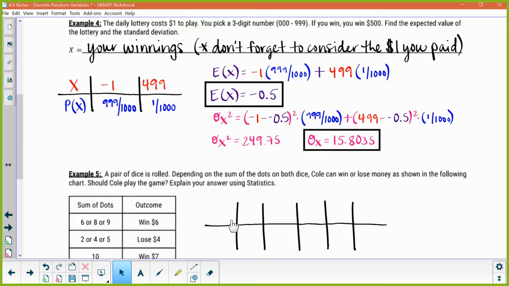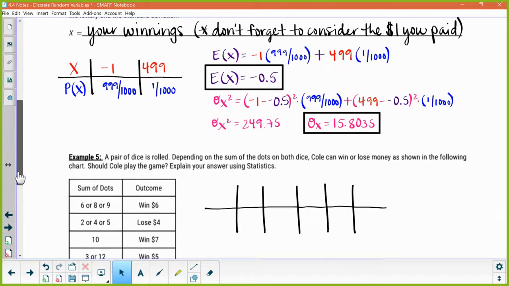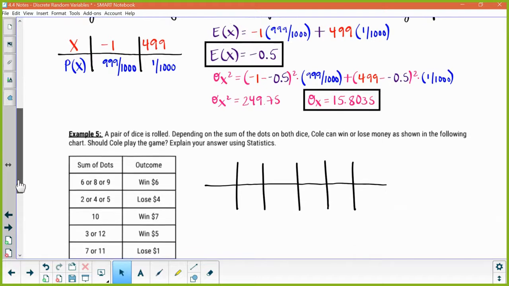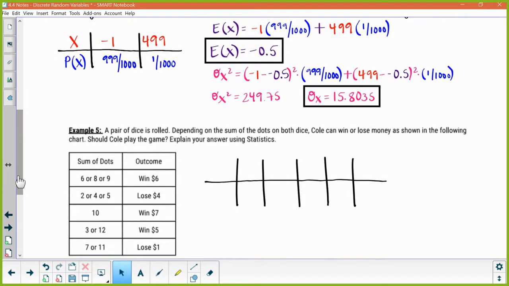Now, this was already an intense formula for just two possible outcomes. It gets even crazier when you have 4, 5, 6. So there is a way we can do this in our calculator. You have done this in your calculator in some form before. We're just going to change some of the steps with how we input it.